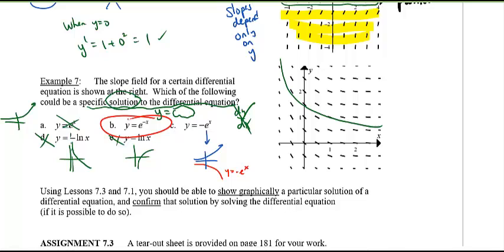Now, in lessons 7.3 and 7.1, you should be able now to show graphically a particular solution of a differential equation, and then also confirm that that solution is the correct graph by solving the differential equation. Of course, if it is possible to do so. Alright, so this concludes Unit 7. You've only got one more to go, and the course is complete. So please take some time to practice the concepts from Lesson 7.3, and we'll see you back here for Unit 8.